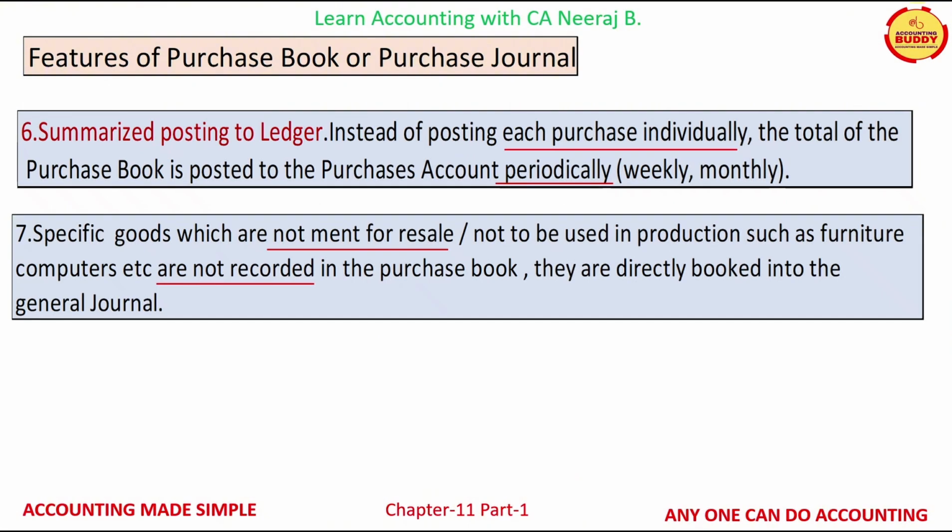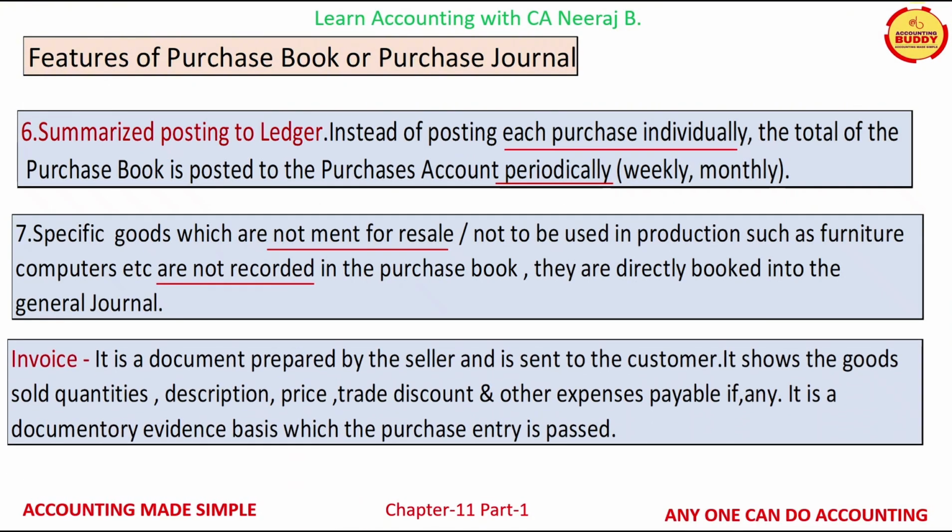Let us learn a term related to the purchase book, that is the invoice. It is a document prepared by the seller and is sent to the customer. It shows the goods sold, quantities, description, price, trade discount, and other expenses payable if any. It is a documentary evidence on the basis of which the purchase entry is passed.